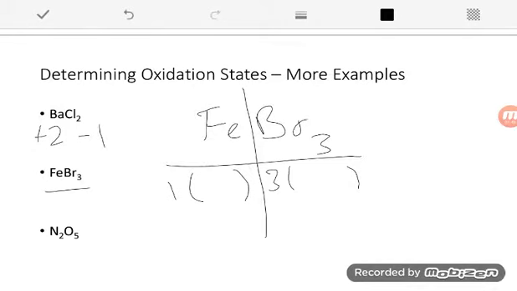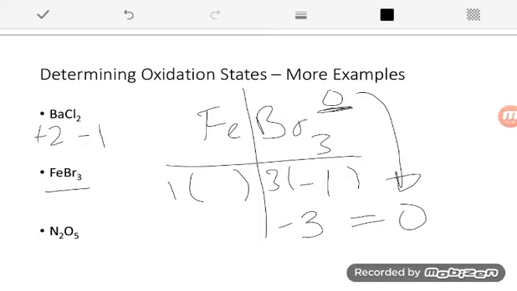Bromine I can get from the periodic table. It is -1. -1 times 3, total negative charge of -3. Now notice there's no charge on this. It's a neutral compound, which means all of my charges have to add up to 0. So I have a -3, I must have a +3 to balance it out. And since there's only 1 iron, its oxidation state must be +3. So here I'm going to look at the individual charges on each atom. So for iron it's going to be +3, and for bromine it's going to be -1. So now I figured out their oxidation states.